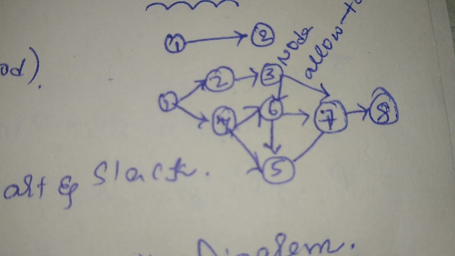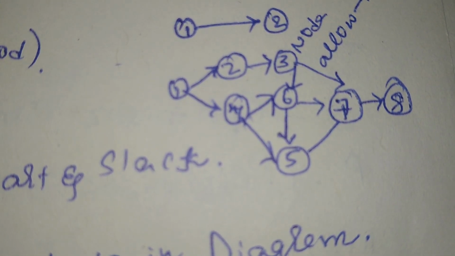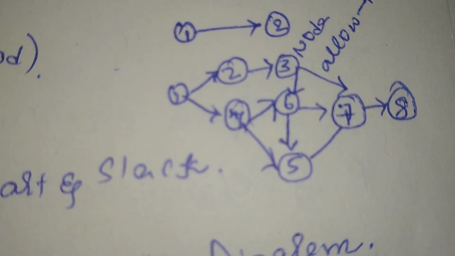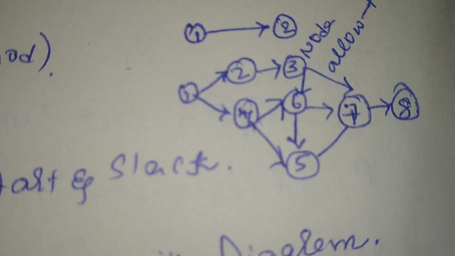Now let's take an example of a project. Here, if you can see, if it is a very complex project, then we have to divide that complex project into small steps like 1, 2, 3, 4, 5, 6, 7, 8. And ultimately the 8th is the final step.